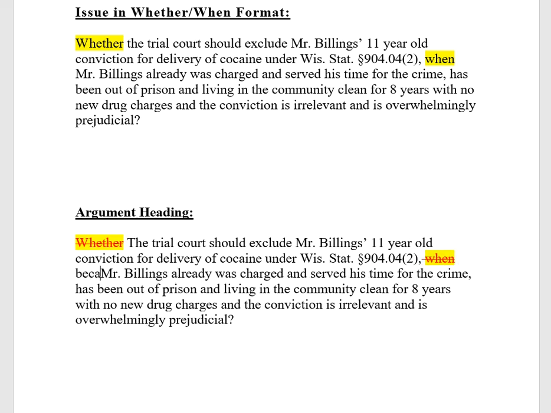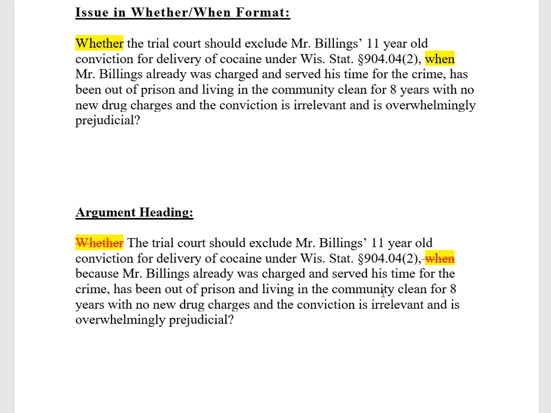because Mr. Billings already was charged and served his time for the crime, has been out of prison and living in the community clean for 8 years with no new drug charges, and the conviction is irrelevant and is overwhelmingly prejudicial. So it's pretty simple. Of course you have to end as a declarative sentence, so you end with a period. I'm going to highlight this because. So you're going from a whether, when to a declarative sentence because. That period didn't come out, so let's try it again. You can see how these two are parallel.